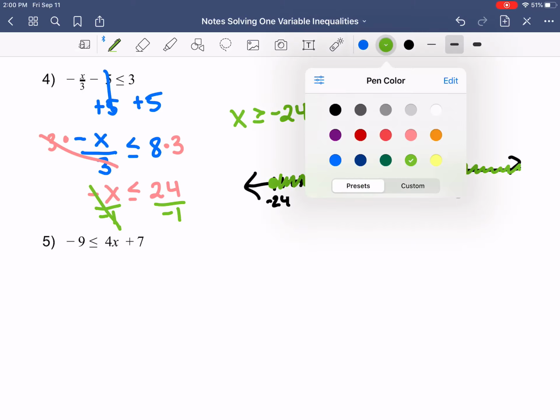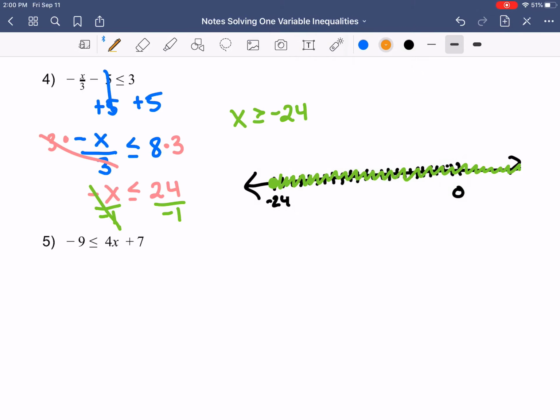All right, last one. I have negative 9 is less than or equal to 4x plus 7. So I'm going to subtract my 7 from both sides to get my x by itself. I get negative 16 is less than or equal to 4x. I'm going to get x by itself by dividing both sides by 4. I get negative 4 is less than or equal to x. I do not flip the sign. I did not divide by a negative number. I have a negative number divided by a positive number, so I don't flip the sign.